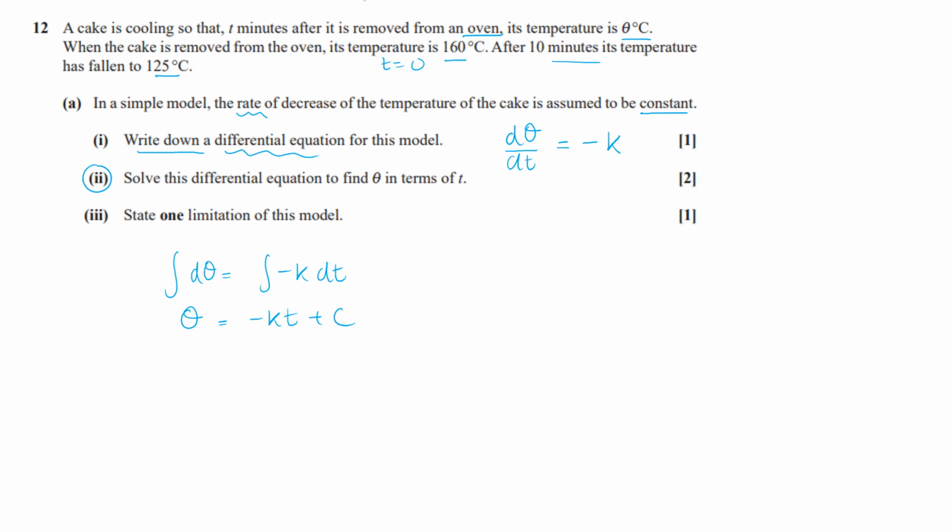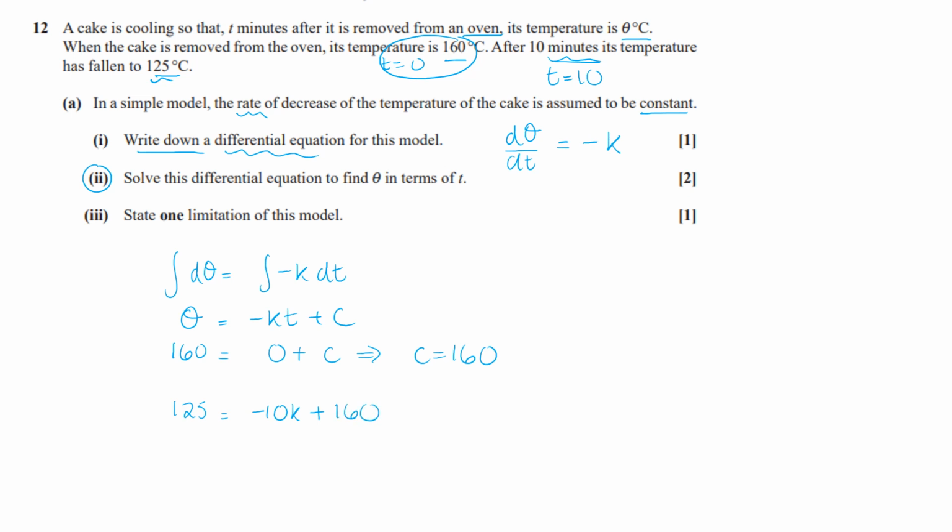We find the c from the initial information, which at t equals 0 is 160. So we know that 160 is equal to, if t is 0, the minus kt will be 0 plus c. So that tells us that c is equal to 160. And then after 10 minutes, so that's when t is equal to 10, the temperature is now 125. So 125 is equal to minus 10k plus, now we know what c is, 160.